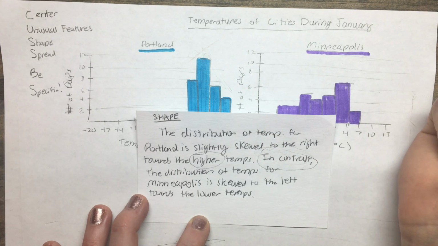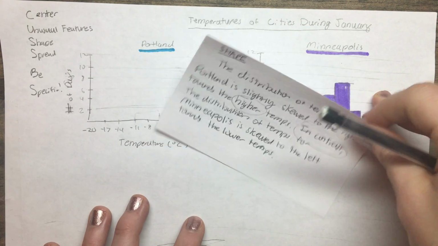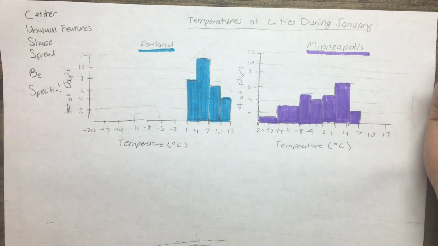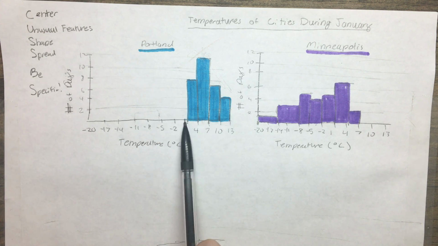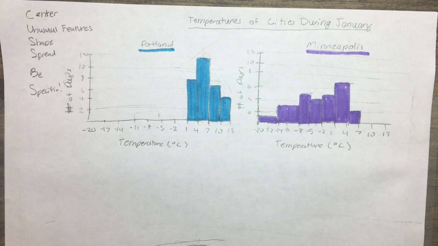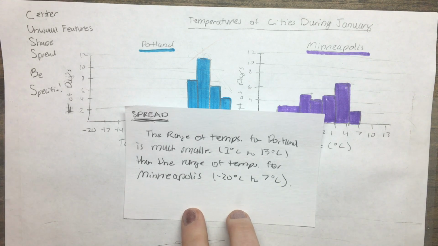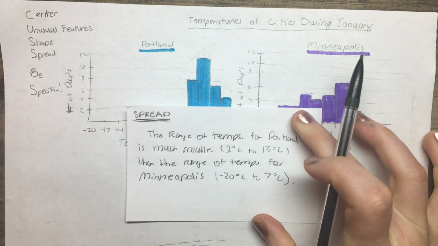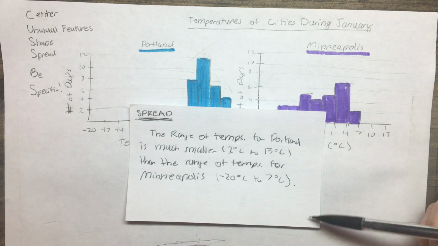Okay. Next, the last one we have is spread. And spread is basically the range, the variability of each distribution. In Portland, it is a much smaller distribution than in Minneapolis. So I said, the range of temperatures for Portland is much smaller, 1 degree Celsius to 13 degrees Celsius, than the range of temperatures for Minneapolis, negative 20 degrees Celsius to 7 degrees Celsius.